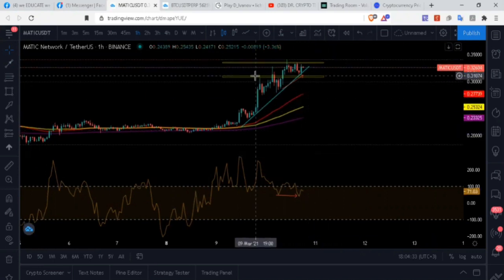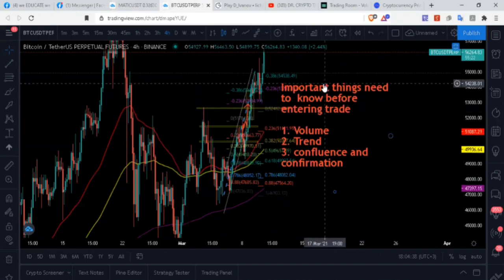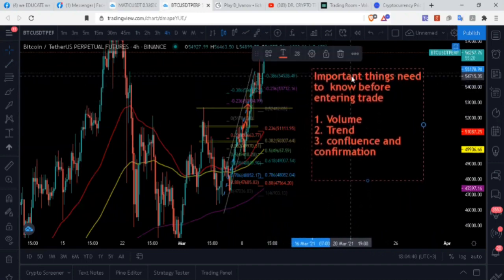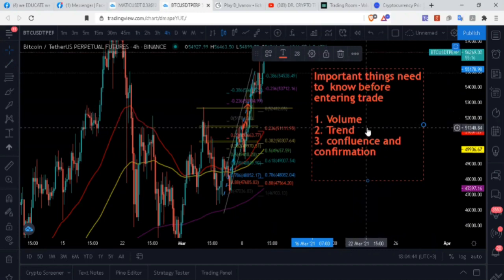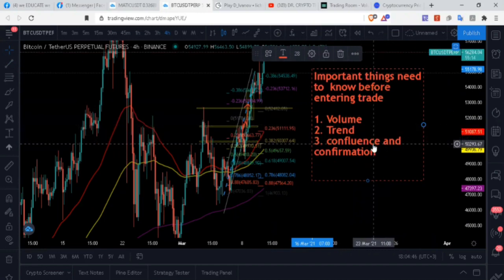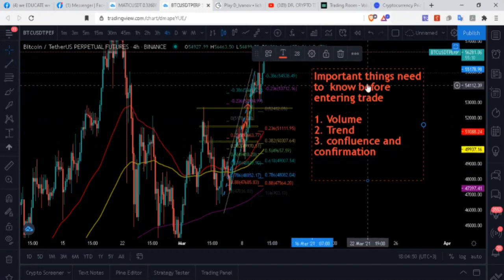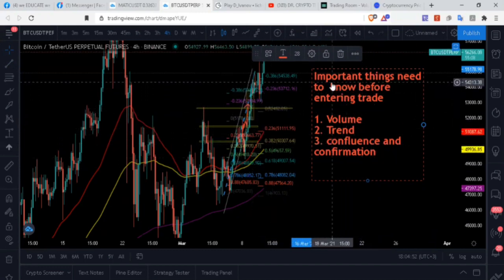Okay. So I repeat our guidelines for trading, to select the point to trade. Number 1 is volume. Number 2 is trend. And number 3, confluence and confirmation. So these are very important guidelines for us to follow in selecting a point to trade.